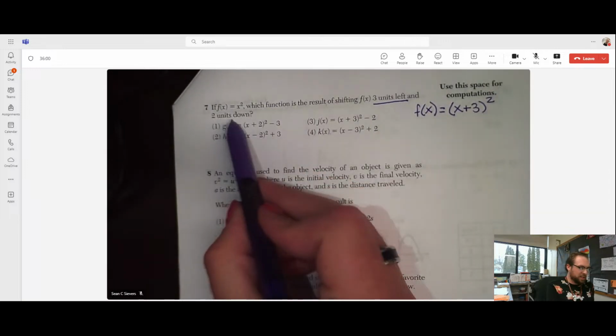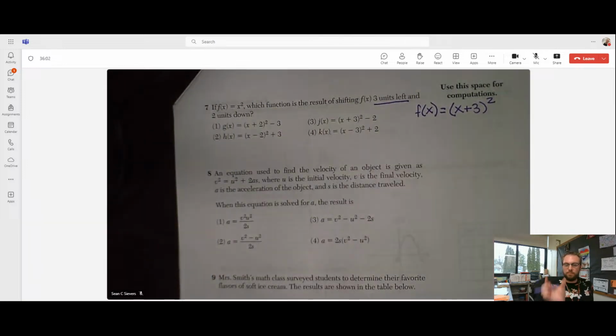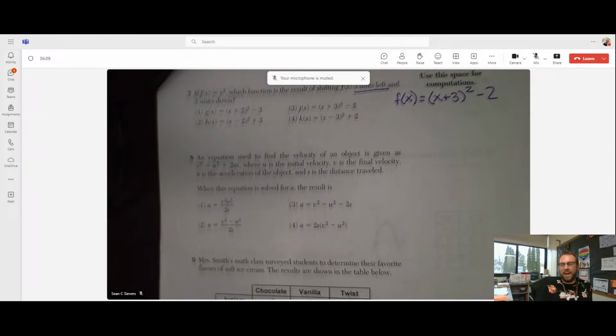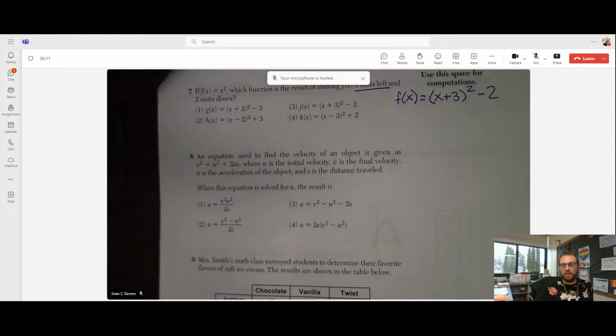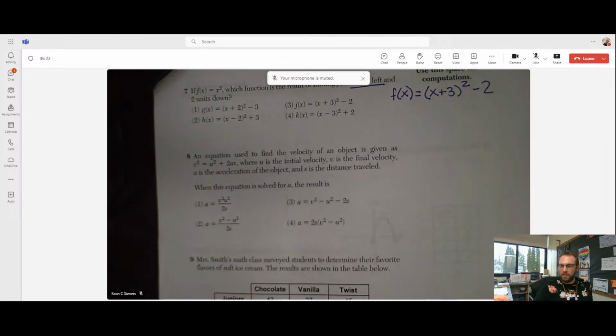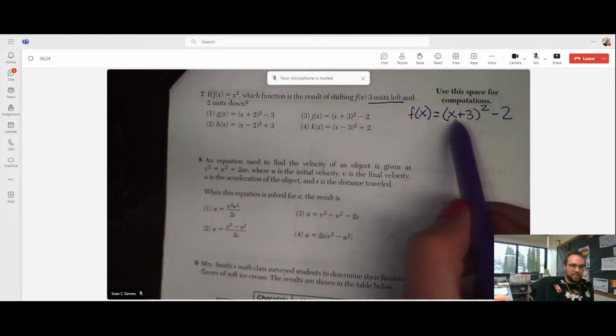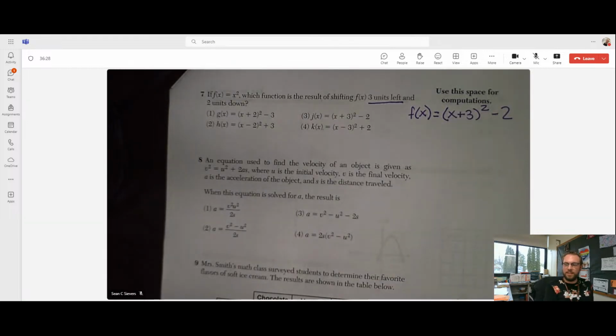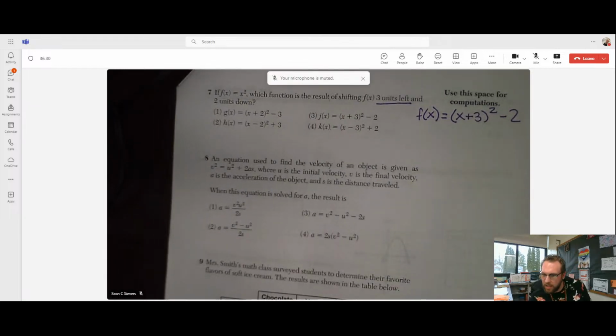And then 2 units down, this is just moving our function 2 units down. This is going to be subtracting 2 on the outside of the parentheses. So the number on the outside of the parentheses moves it vertically, okay, and we use the normal sign. So the negative 2 means we go down, and then what's inside the parentheses moves it horizontally. So if it's positive, we move to the left. If it's negative, we go right.